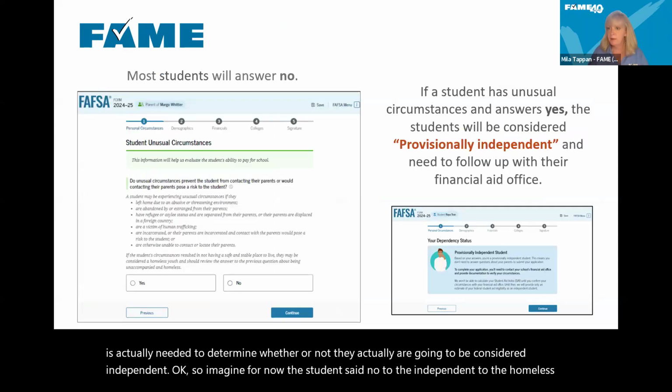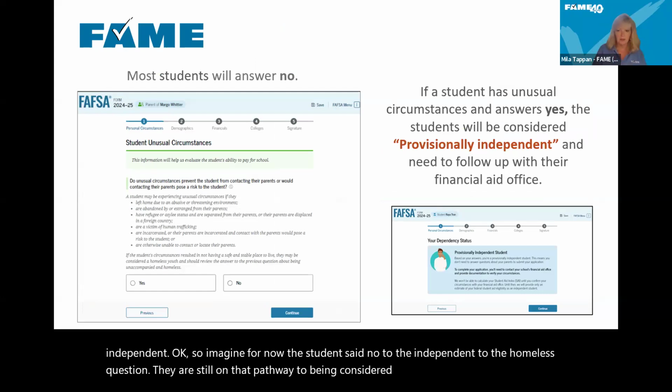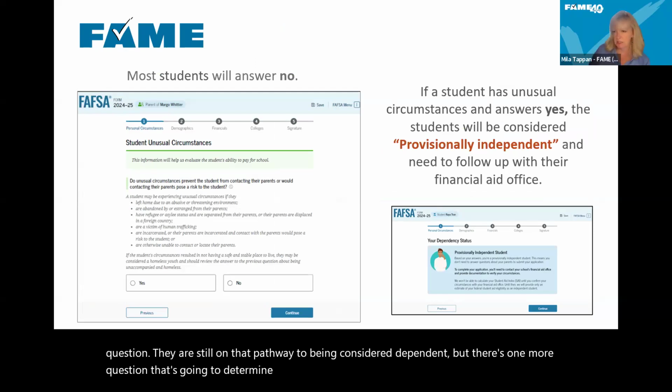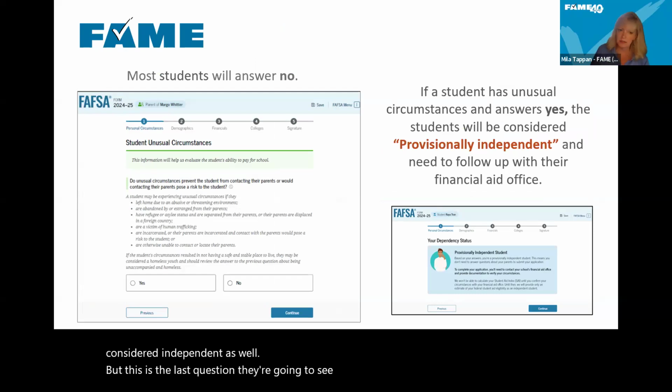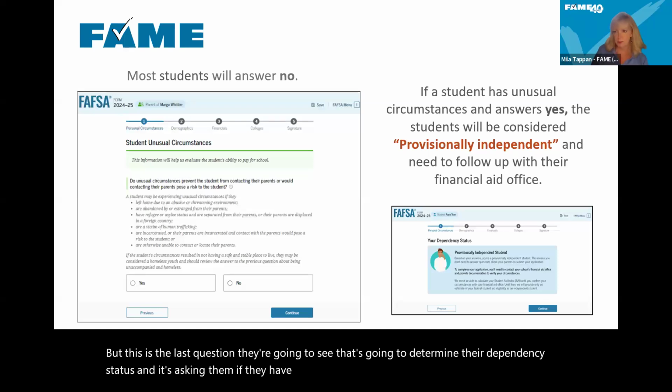Okay. So imagine for now, the student said no to the homeless question. They are still on that pathway to being considered dependent. But there's one more question that's going to determine that. Actually, two, because if they're 24, they're automatically considered independent as well. But this is the last question they're going to see that's going to determine their dependency status. And it's asking them if they have any unusual circumstances.